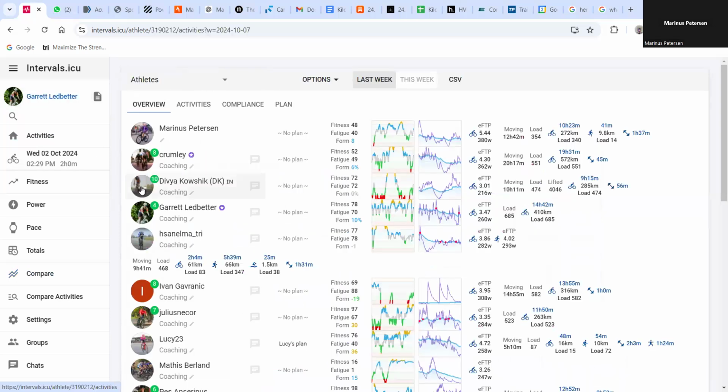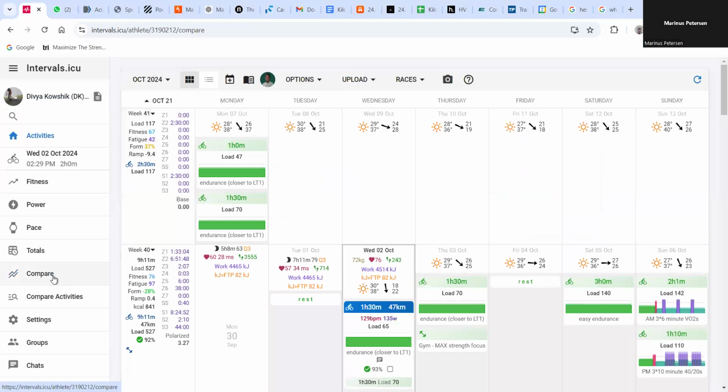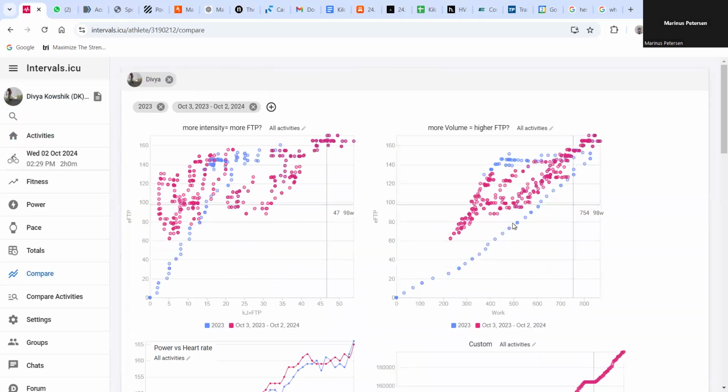Have a look at this individual. More volume, more FTP, pretty clear. More intensity, more FTP. Yeah, in this lower volume client, basically they tend to be doing more of everything and they're doing more intensity, but you can see that's a much clearer correlation.